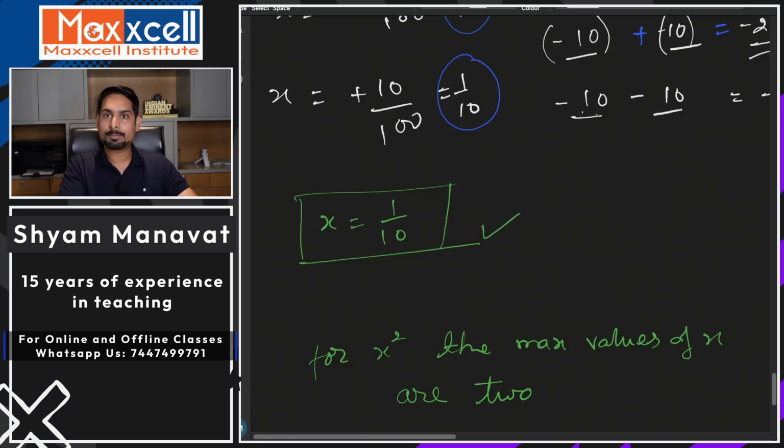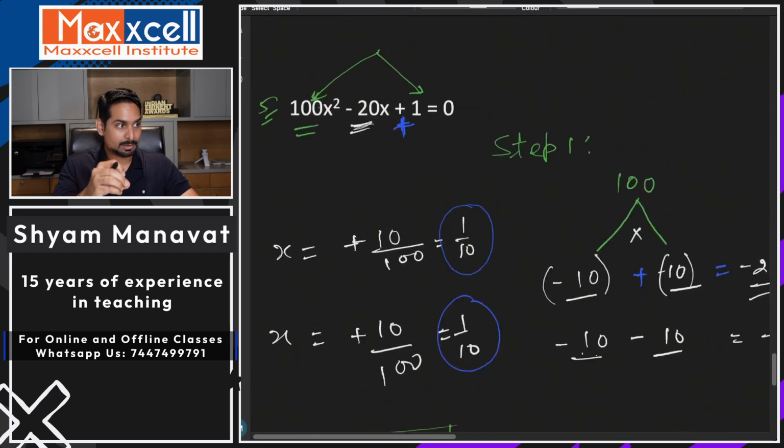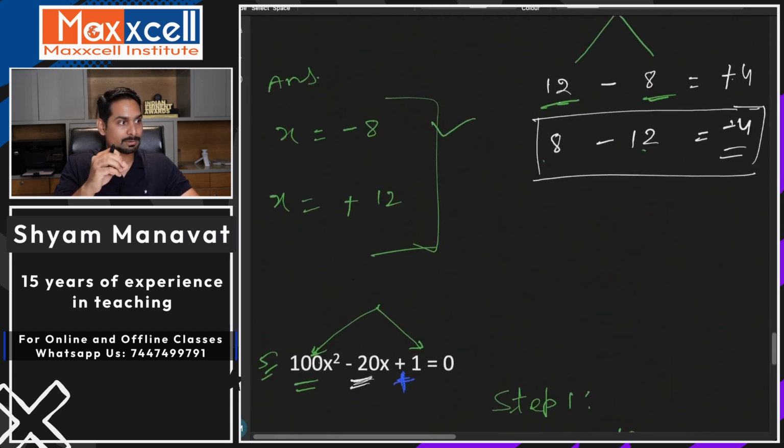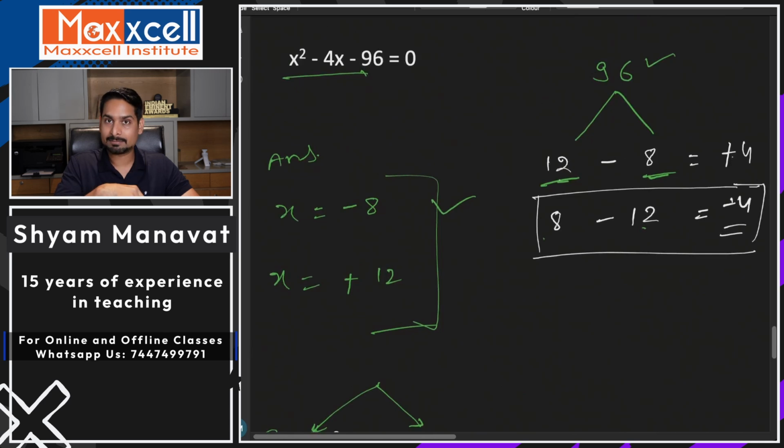Yes, so I hope you are taking the learnings from each question. You understood the shortcut. How do we use the factorization method to get the answer faster?